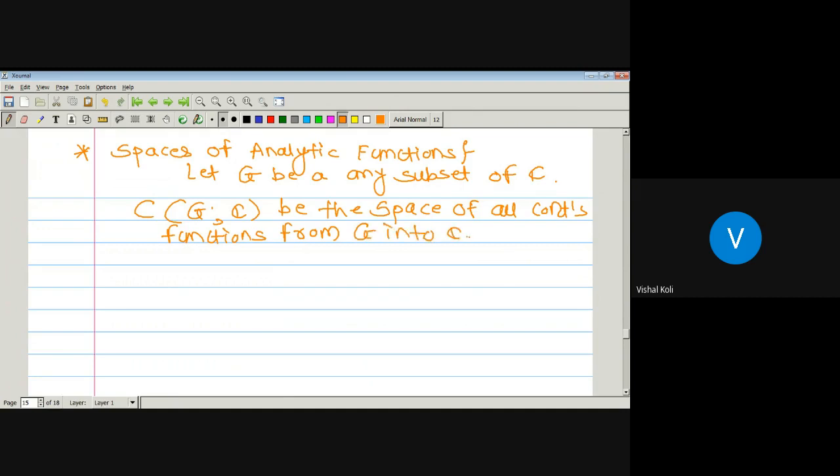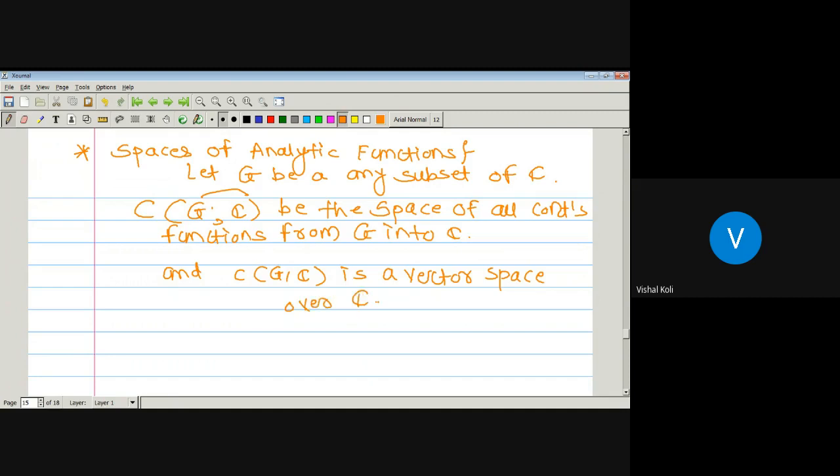Okay, so here we have taken capital G to be any subset of C, and C of G, C denotes all the continuous functions from this set G to the complex number system. Clearly C of G, C, the space of all the continuous functions from G to C, is a vector space over the field C.